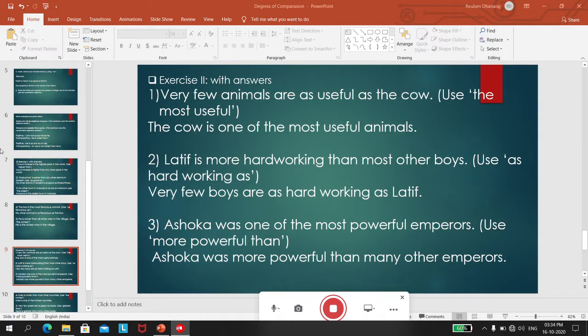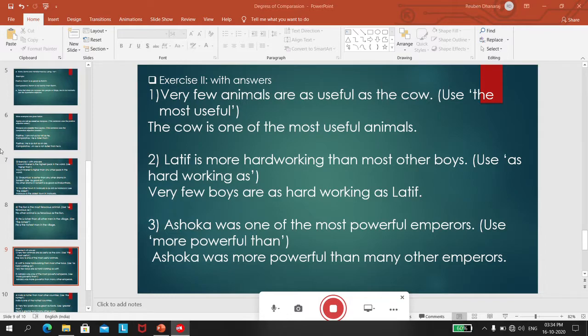Next example. Ashoka was one of the most powerful emperors. Use most powerful emperor, or I might ask you to use more powerful. Ashoka was more powerful than many other emperors. That means Ashoka is not only the greatest person, or not only the most powerful person.